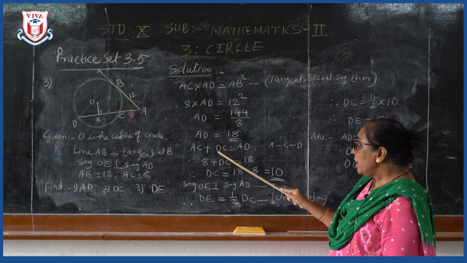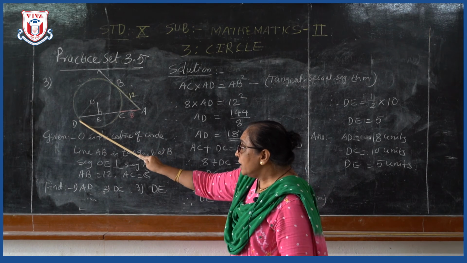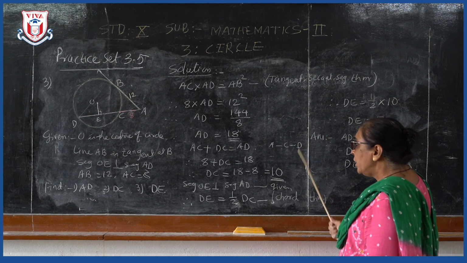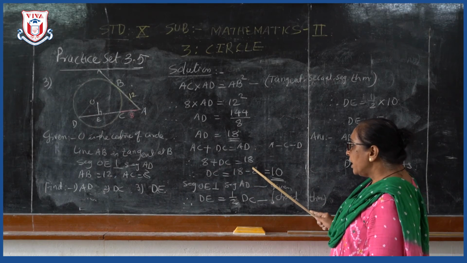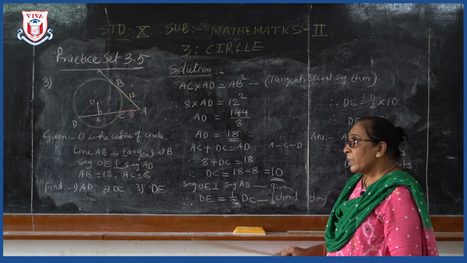Now AC plus DC is equal to AD, since A-C-D are collinear. So 8 plus DC is 18, DC is equal to 18 minus 8, that is equal to 10.